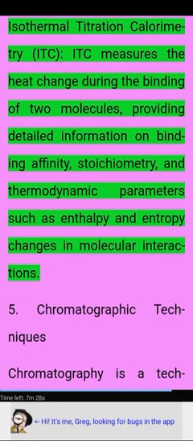Isothermal titration calorimetry (ITC). ITC measures the heat change during the binding of two molecules, providing detailed information on binding affinity, stoichiometry, and thermodynamic parameters such as enthalpy and entropy changes in molecular interactions.